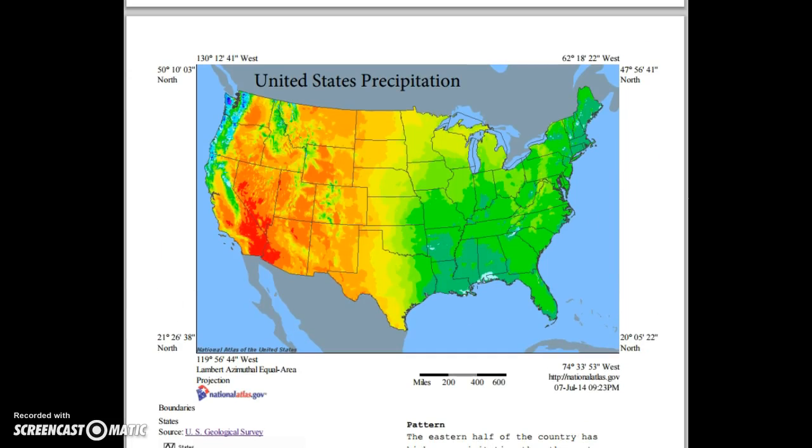Finally, we have our continental map, and here we have a map of the entire United States, so that's good enough for our continental map. And the main pattern that we see here is that the western side of the country is drier, with, of course, a few exceptions. And the eastern side of the country is wetter. Okay, so what is the process behind this pattern?